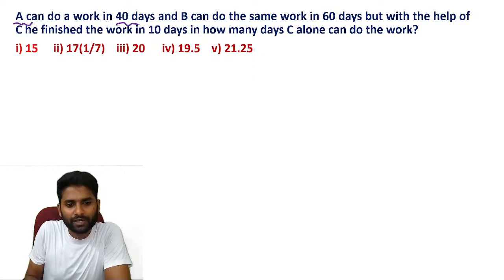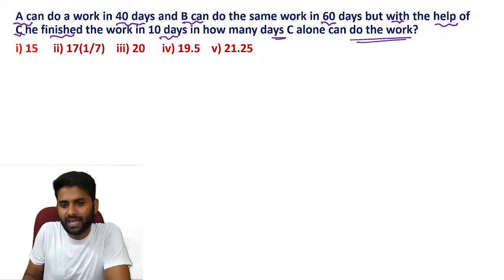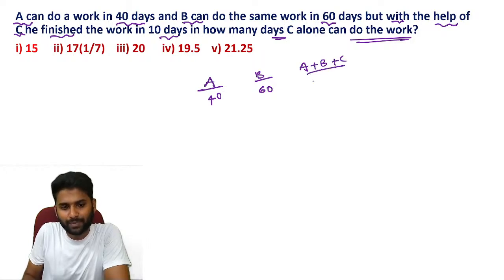A can do a work in 40 days. B can do the same work in 60 days. But with the help of C, they finish the work in 10 days. How many days can C alone do the work? See, A takes 40 days, B takes 60 days. With the help of C means A plus B plus C. It takes exactly 10 days.